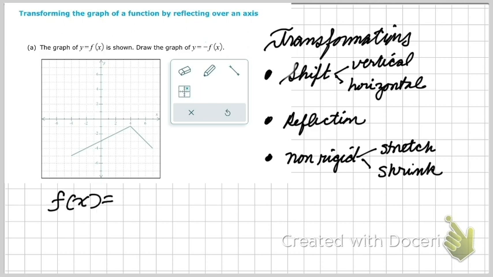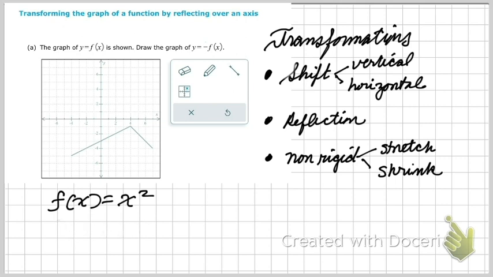We were working with the parent functions f of x equals x squared and f of x equals absolute value of x. We're not going to be working with these parent functions in this video. We're going to be working with some random undefined function. So I want to talk about what that does with our notation if we're working with a random undefined function.